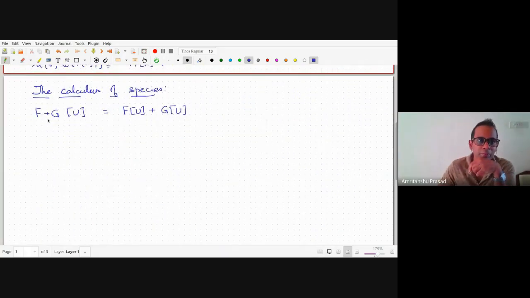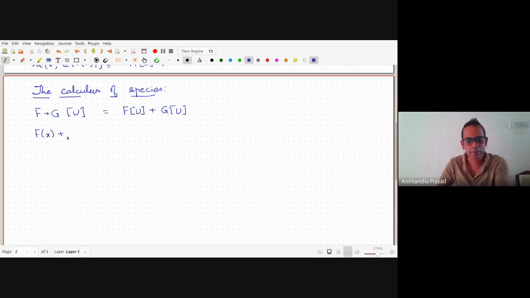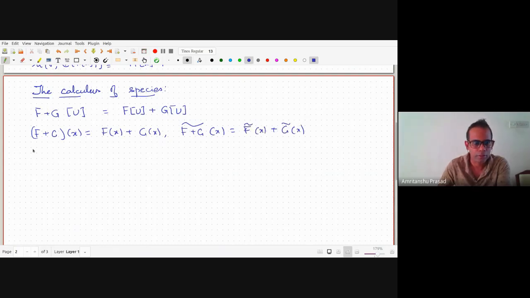So when you say F plus G[U], an F plus G structure is either an F structure on U or a G structure on U. And it's completely obvious here that all the counting will just be additive. So we'll have F plus G of x will be F of x plus G of x. So I probably don't even need to write these because they get derived from this one.